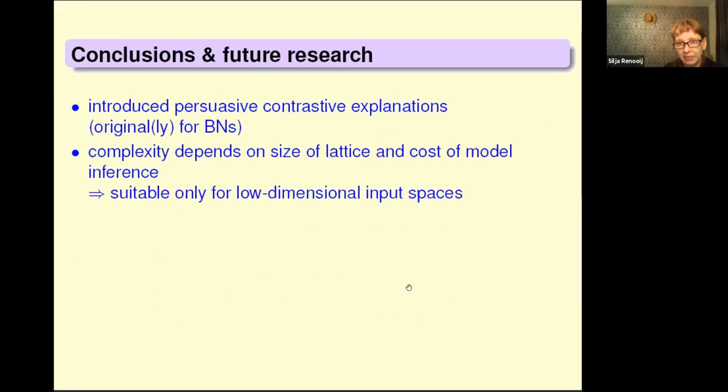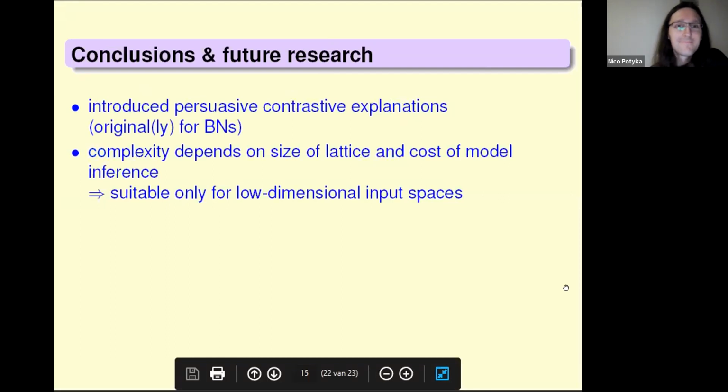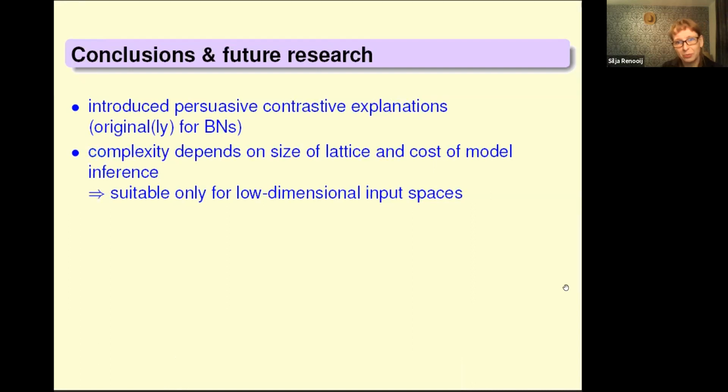In the context of a Bayesian network, we could, for example, use saturated junction trees to speed up the inference. So to conclude, we introduced persuasive contrastive explanations, which at the time of introduction were original, at least for Bayesian networks. Originally we introduced these for Bayesian networks, but in the end, it turns out that what we do does not really depend on the fact that we have a Bayesian network. The complexity depends on both the size of the lattice and the cost of model inference, whatever model you're using. But that in practice often will mean, I guess, that it's suitable only for low dimensional input spaces.